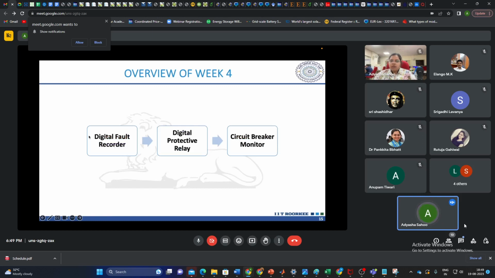So basically, the digital fault recorder will record the events taking place in the power system for post-disturbance event analysis. The protective relay will sense the voltage and current and compare it to something, and if it is above or below some threshold, it will give the signal to the circuit breaker to operate. And the circuit breaker can operate manually, or nowadays this is also being automated.